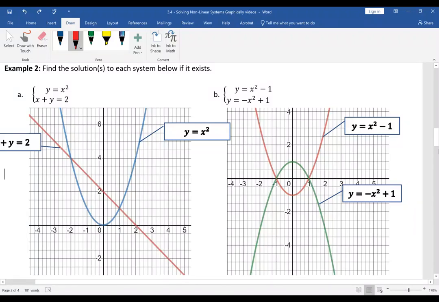Let's continue with example number 2, part B. We have to find the solution of this system. To find the solution to the system, we have to find the points of intersection, the points where the graphs meet. So let's look at the graph and see where the two graphs meet. We notice this is the first point where the graphs meet. The coordinates -1, 0. And the second point, it's right here. The coordinates for this point are 1, 0.